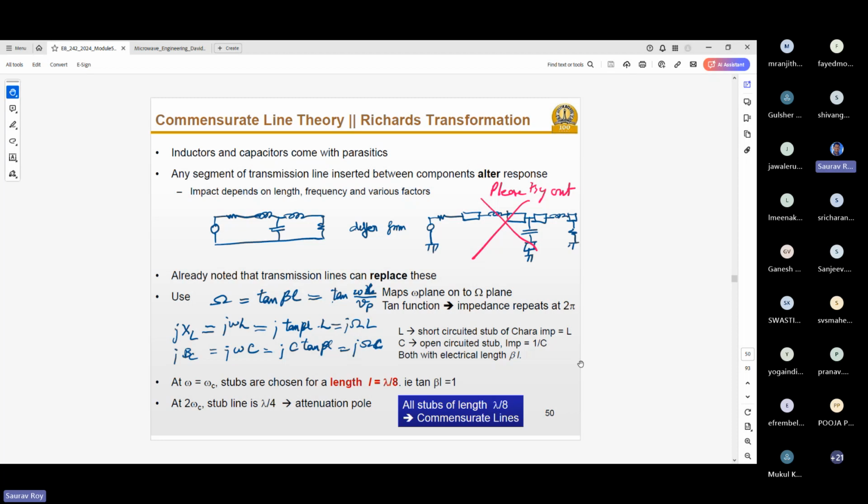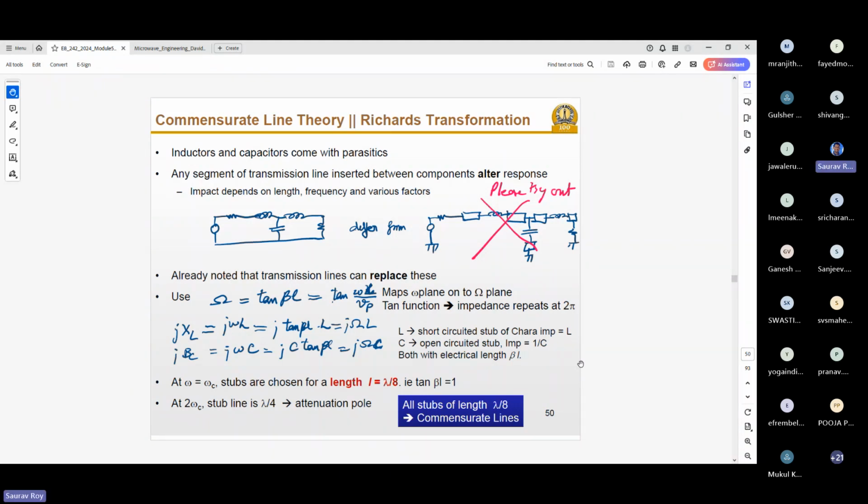Now if you take a line of length L equals lambda by 8, lambda by 8 means tan beta L becomes tan of pi by 4, or tan 45 degrees. Then it becomes 1. So the right hand side becomes capital L and capital C for both the cases. That means if you take a line length of lambda by 8 which is short circuited, then the characteristic impedance becomes the value of the inductance L. Then you get the input impedance of that line as capital L, the inductor.